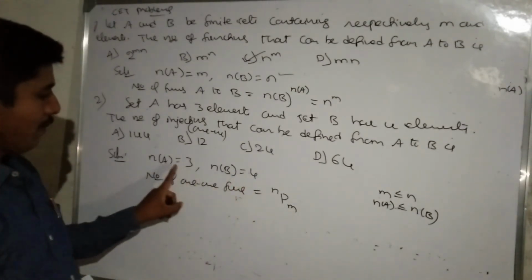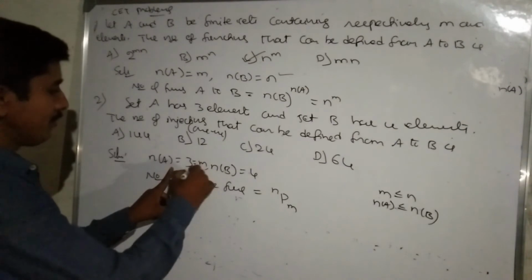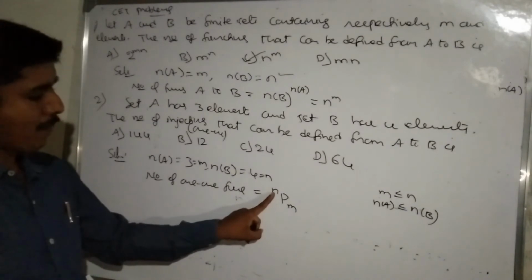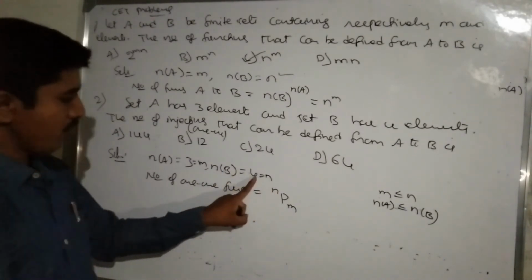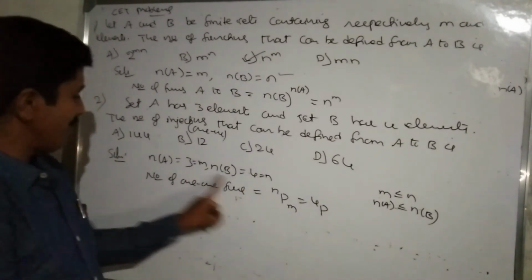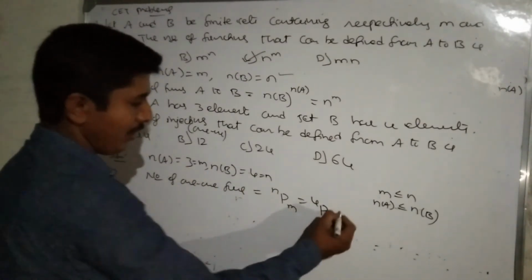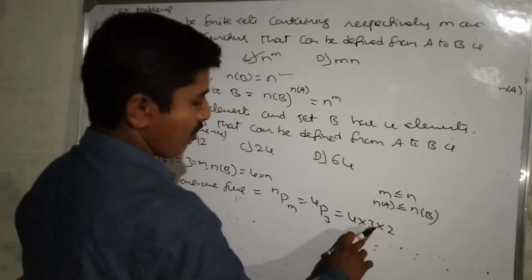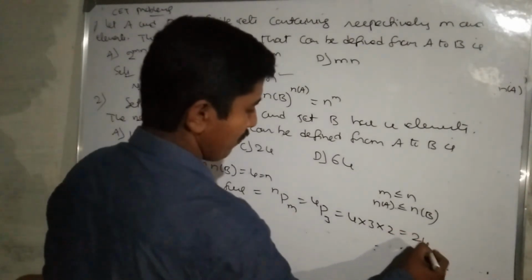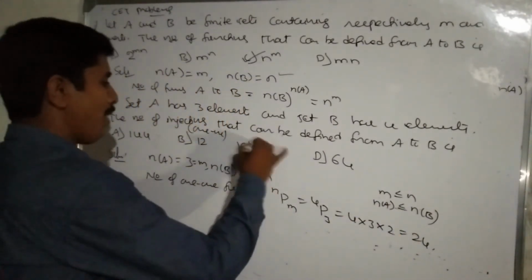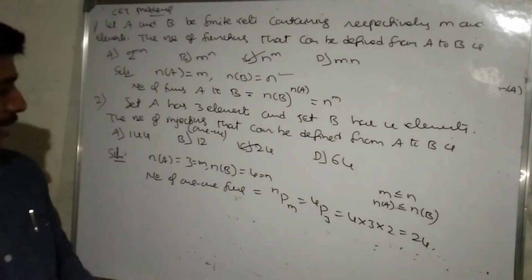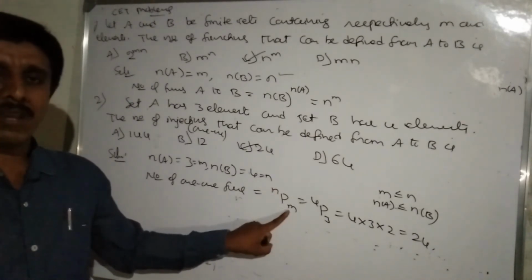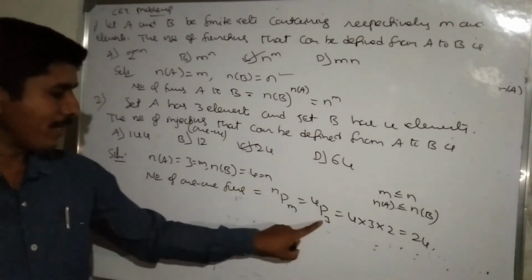Here m equal to 3, and n equal to 4. Don't get confused. The number of elements of the codomain is 4, and m is the number of elements of the domain, 3. So 4P3, 4 into 3 into 2. 4 into 3 is 12, 12 into 2, 24. 24 means clearly C option is the right option. Okay, number of one-one function formula nPm, n means the number of elements of the codomain, m means the number of elements of the domain. Here 4P3, 24.